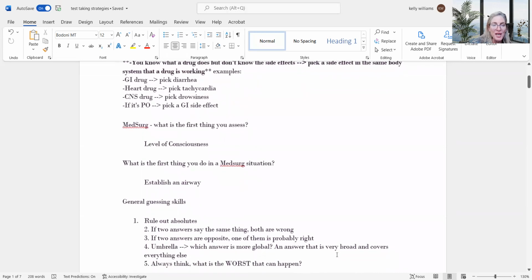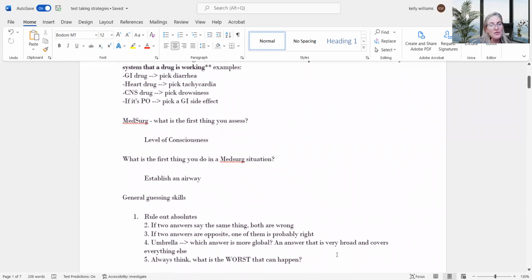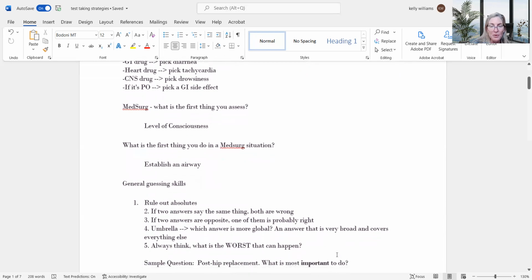A little bit more on general guessing skills. I think I mentioned this last week too. If two answers say the same thing, they're likely both wrong. If two answers are opposite, probably one of them is right. And then the umbrella approach: which answer is more global? That means it would be better to have an answer that covers everything than a more specific one. Then always think, what is the worst that can happen? And I have an example of a question for that.